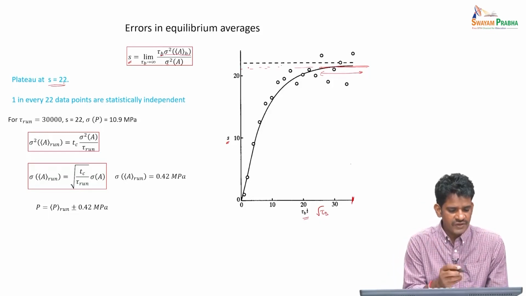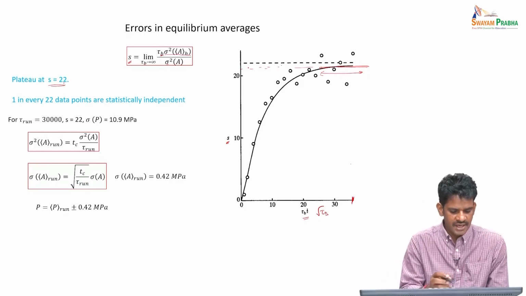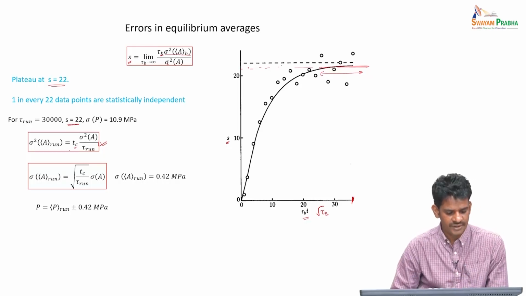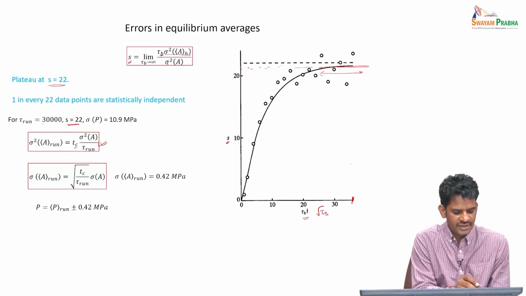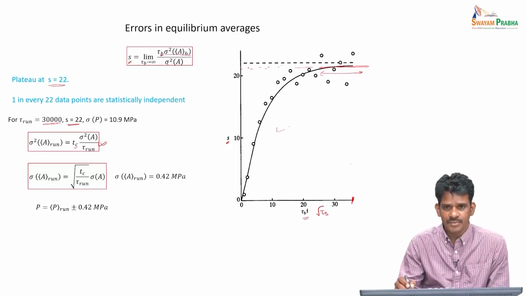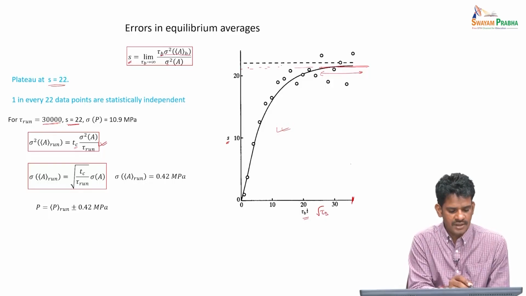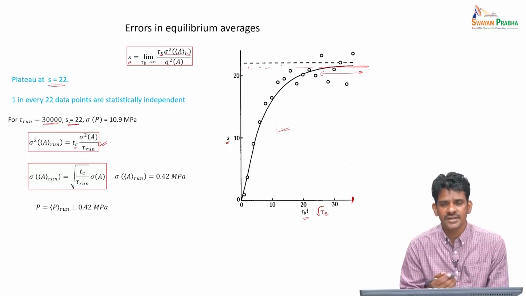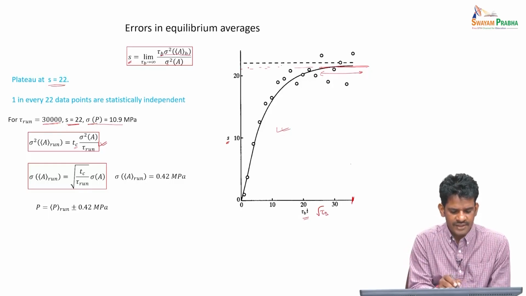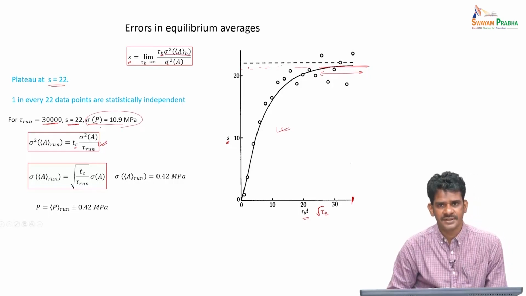So now the way we use such information is, going back to our expression here, the tau c that we have calculated is nothing but S here, which we consider as 22. In this example, let's say you have some 30,000 data points, and only 1 in every 22 data points has new information, or they are not correlated. And then let's say sigma here is calculated over this 30,000 steps as some 10.9 megapascal.